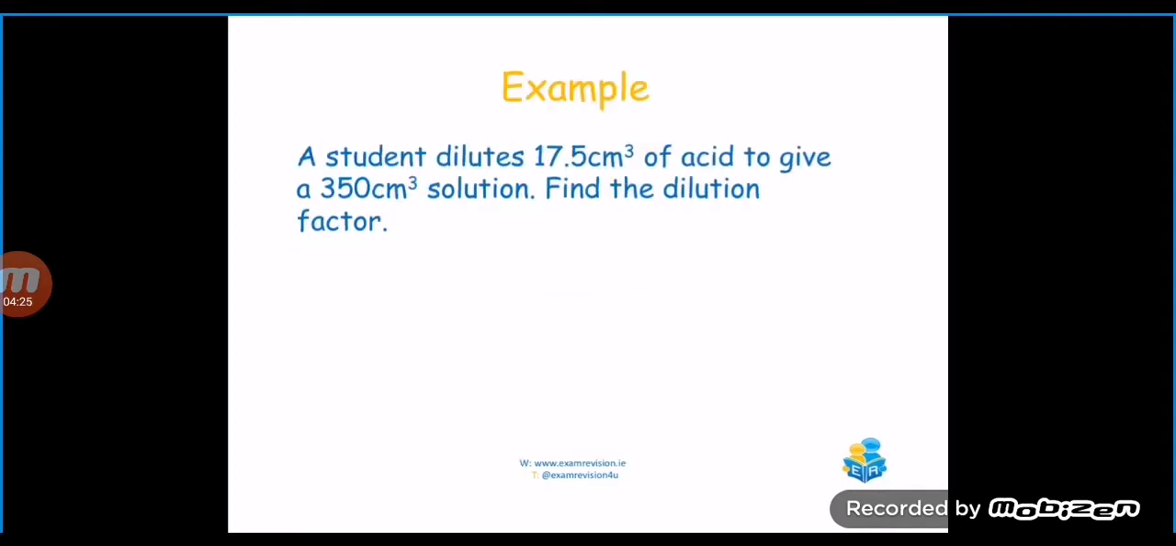A student dilutes 17.5 centimetres cubed of acid to give 350 centimetres cubed of solution. Find the dilution factor. Now for this question you could use the formula, but there's no real need to use it. You can just use your common sense. So if I put the 350 centimetres cubed and I divide that by the 17.5 centimetres cubed, that would tell me my dilution factor. It would tell me that I have a dilution factor of 20. So that means that the solution has been diluted by 20.